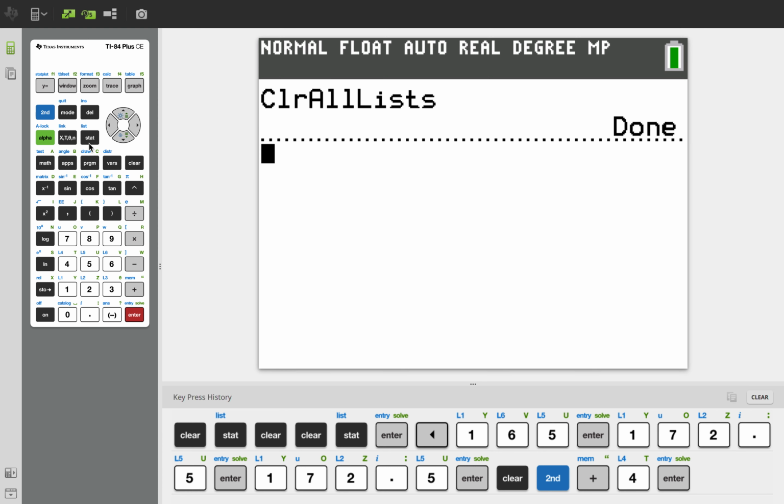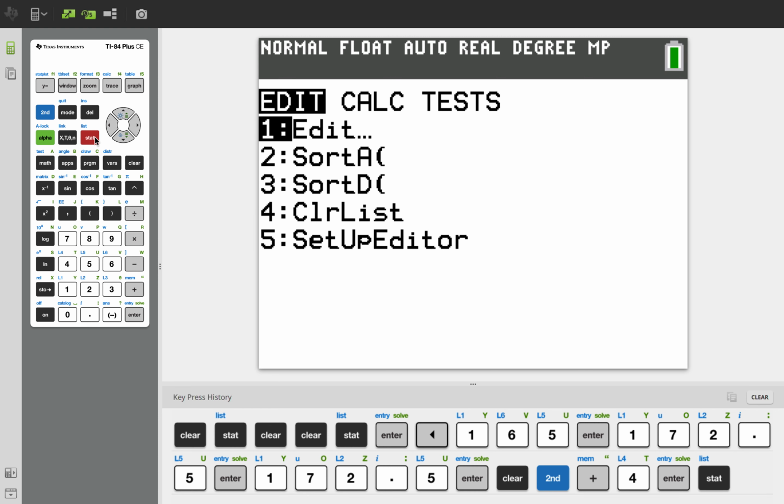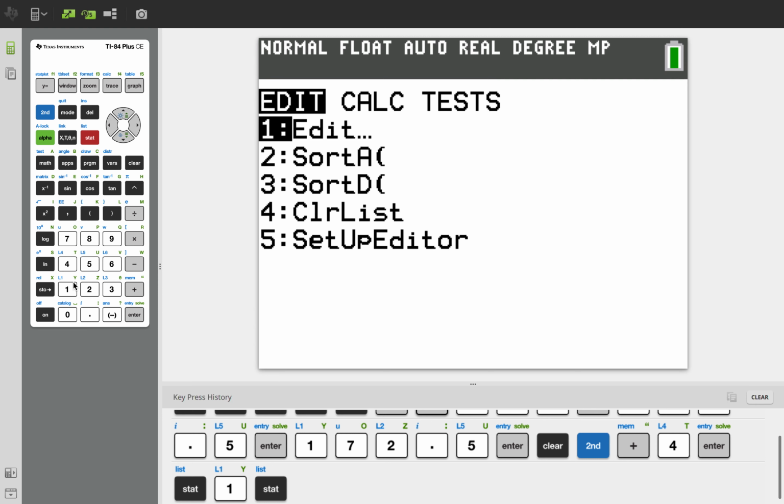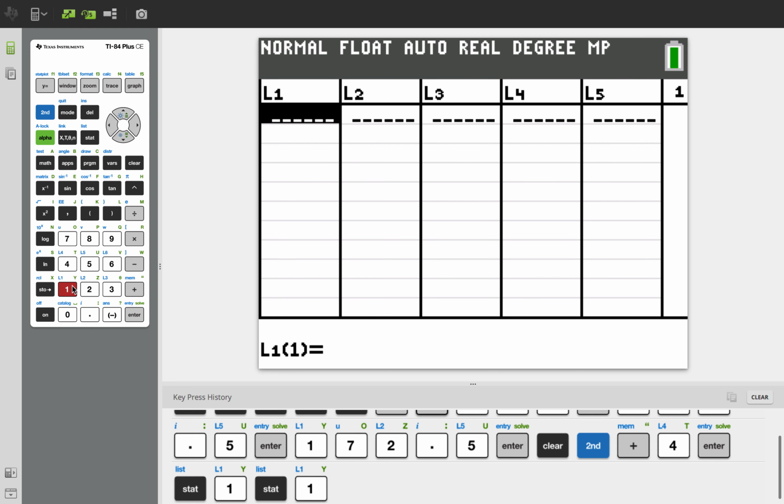Once you've done that, you're going to go to stat. So you're going to press this stat button right here. There's stat, and it takes you over here. And then you're going to press 1, or you're just going to say enter. So you have choices here. So press 1, and it should take you to this menu here, where you're always going to enter your x's into L1 and your y coordinates into L2. Okay, so again, to get to that menu, I press stat, number 1, and it takes you to the chart that you need.